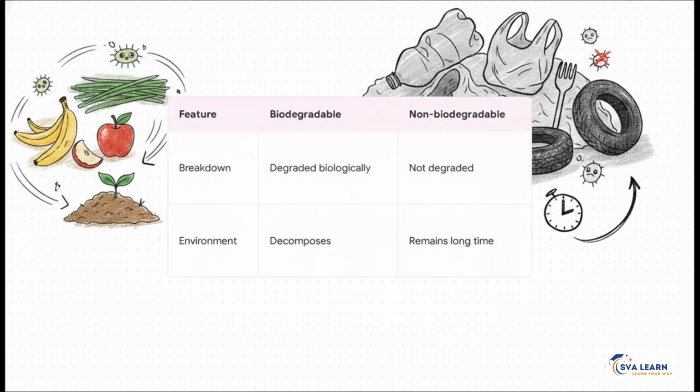These are degraded by biological activities. Remember those decomposers we talked about? They can eat this stuff and turn it back into soil. It naturally decomposes. On the other hand, we have non-biodegradable waste, like plastics. These are completely alien to nature's decomposers. They are not degraded by biological activities. They just sit there, remaining in the environment for a very, very long time, piling up and causing immense ecological stress.